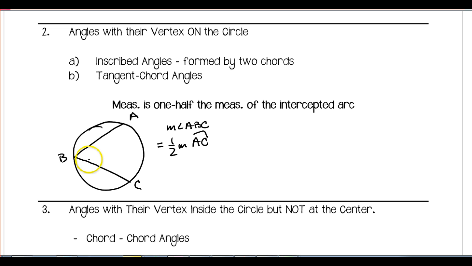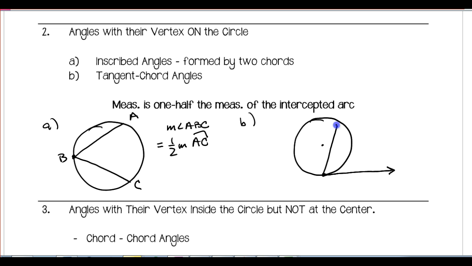Okay, and again, we know this one already, but keep in mind the key to understanding this section is to first locate where the vertex is, and then remember the relationship of where that vertex is with relation to the intercepted arc. So this is for part A, and then for part B, we have a tangent chord angle. So again, here's our circle, and if you don't know what a tangent is yet, it's a segment or a line that just touches the circle in one point. So there's our tangent, and then I can draw a chord in anywhere. I'm going to draw it right in here.